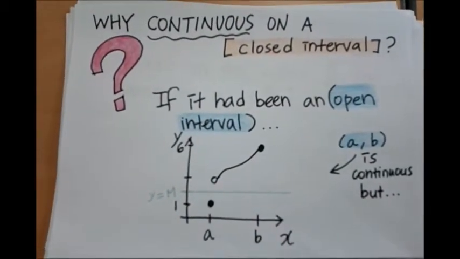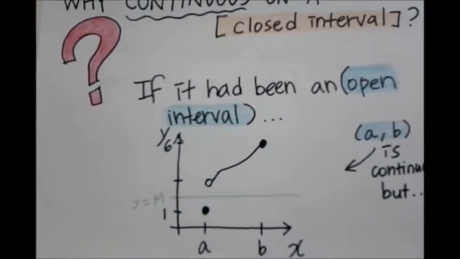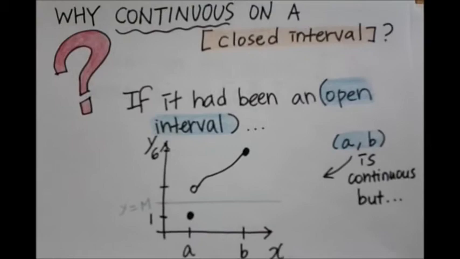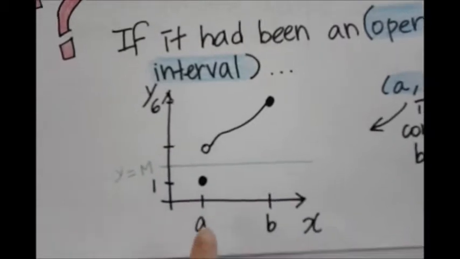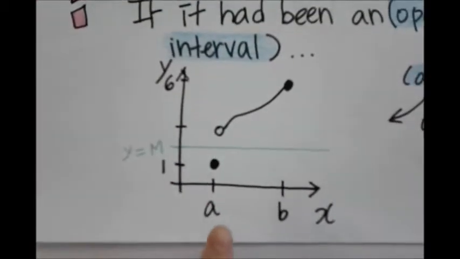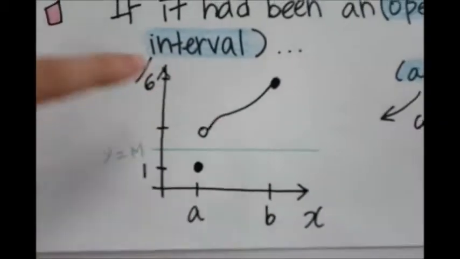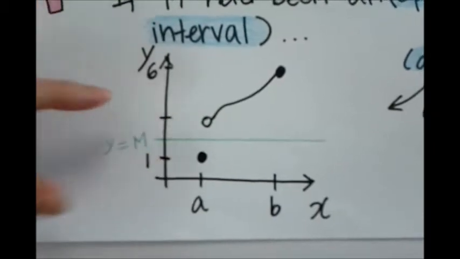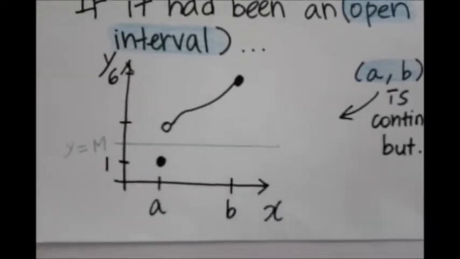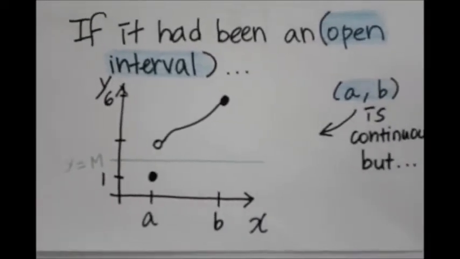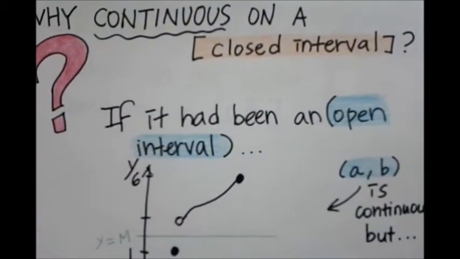So, why is it continuous on a closed interval? Can it be an open interval? Yes, good question. The theorem states that it should be continuous on a closed interval. However, if it is only continuous on an open interval, then this situation might happen where there's a discontinuity at a. Here, the f of a value will equal 1, and the f of b value will equal 6. And this part, where there are y values that don't have x values between the open interval from a to b, will not yield the theorem. That is why we need a closed interval and a function that is continuous on that closed interval.